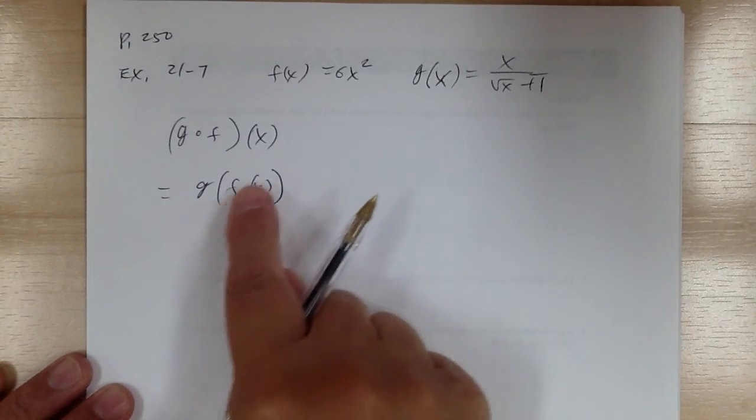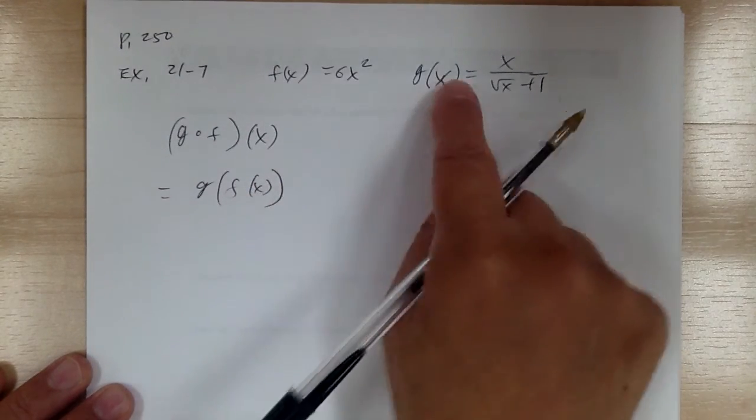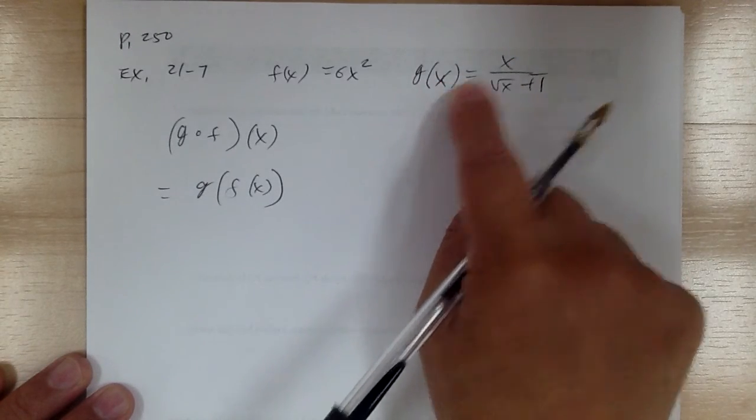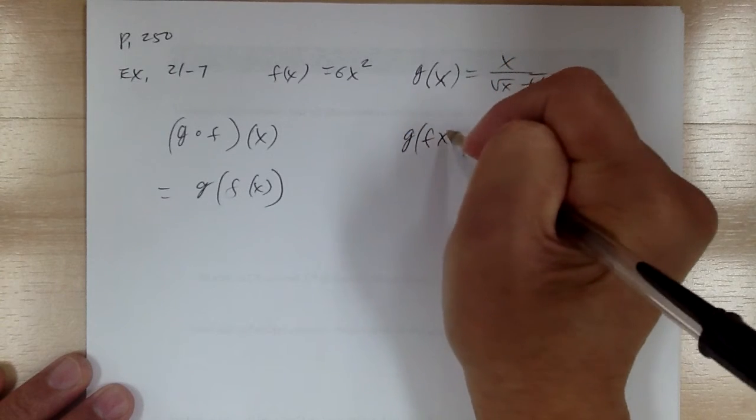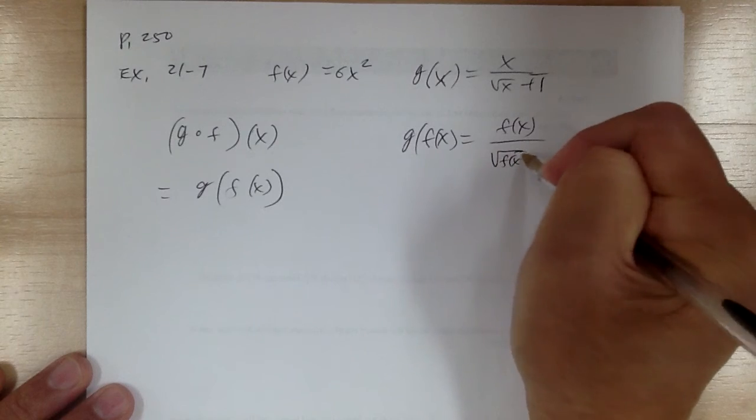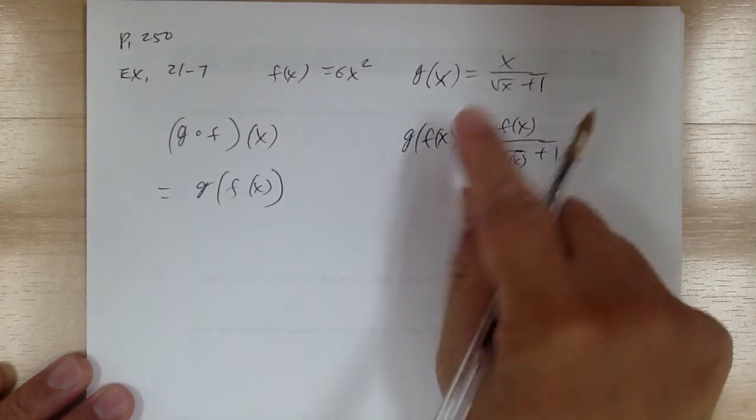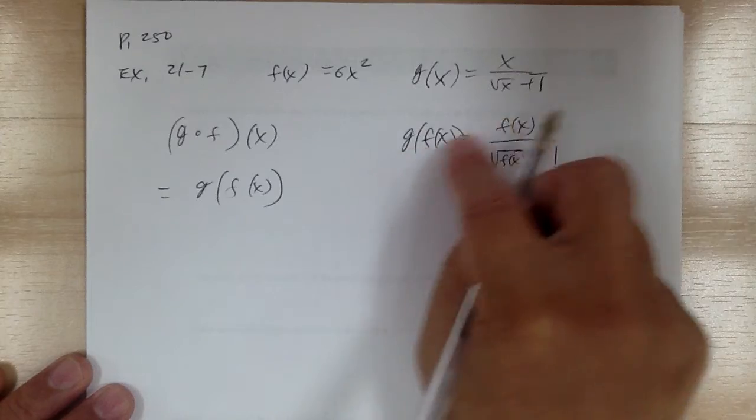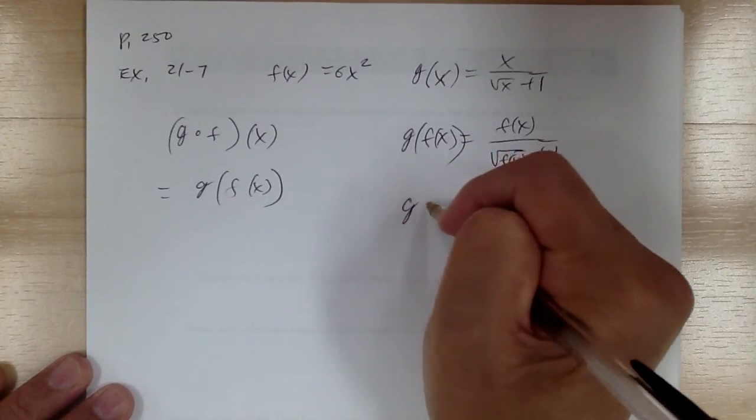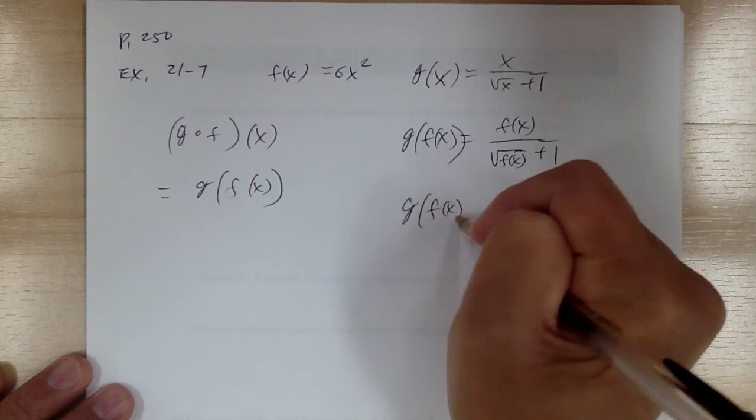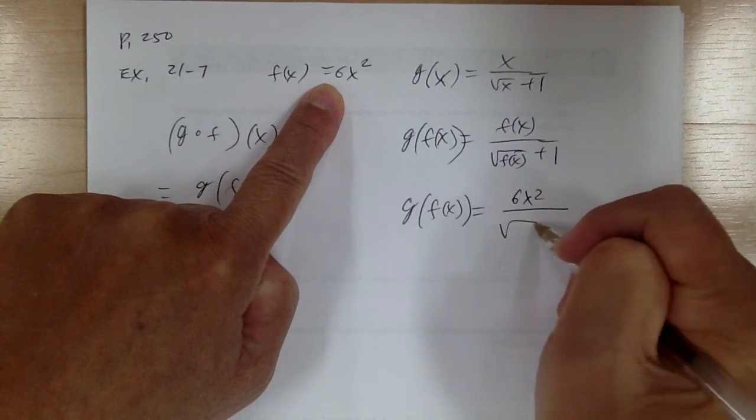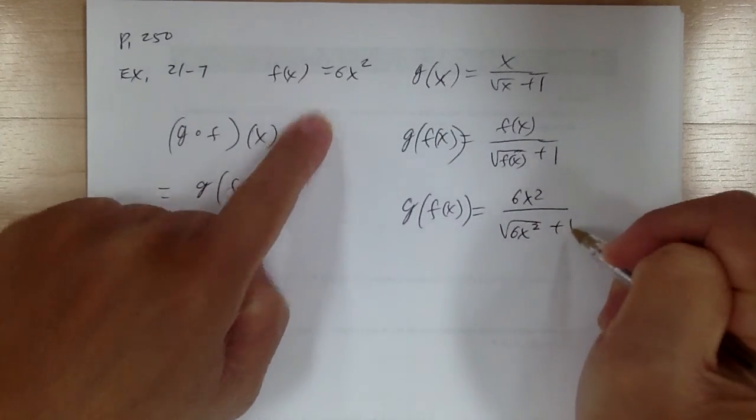So that means whenever you see x over here, this will match. So now this will be f of x. So this becomes g of f of x. So this becomes f of x over square root of f of x plus 1. So again, whatever is over here, they have to match. See that? It's matching. And then after that, you can go and change. So g of f of x, then you can come up here, so it would be 6x squared over square root of 6x squared plus 1.